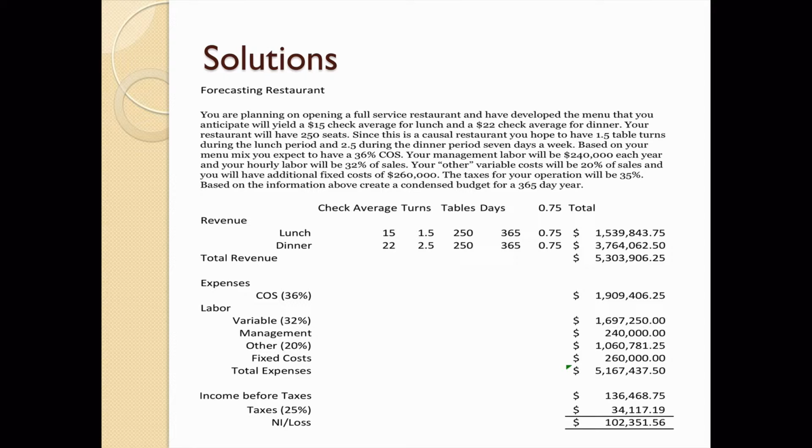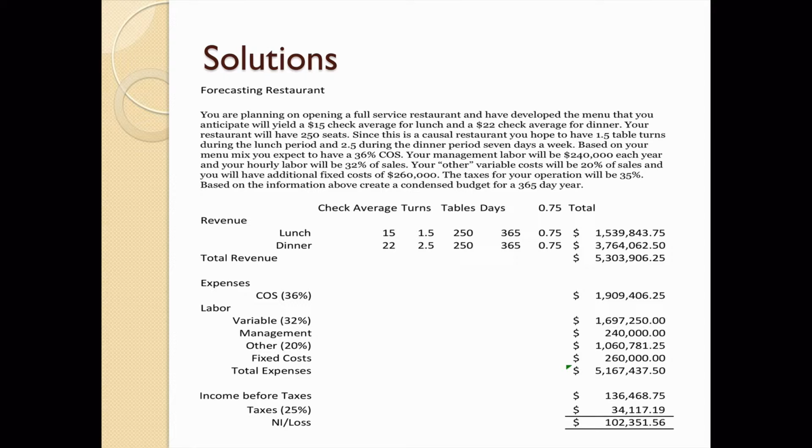20% of 5 million and change is $1,060,781.25. Again, we've got more fixed costs. That's going to be our rent, $260,000, maybe our utilities, not utilities, but our interest and depreciation as well. And then our total expenses are $5,167,437.50. So when we take our total revenue and we subtract out our total expenses, we get $136,468.75. Our taxes are 25%, so we're going to multiply.